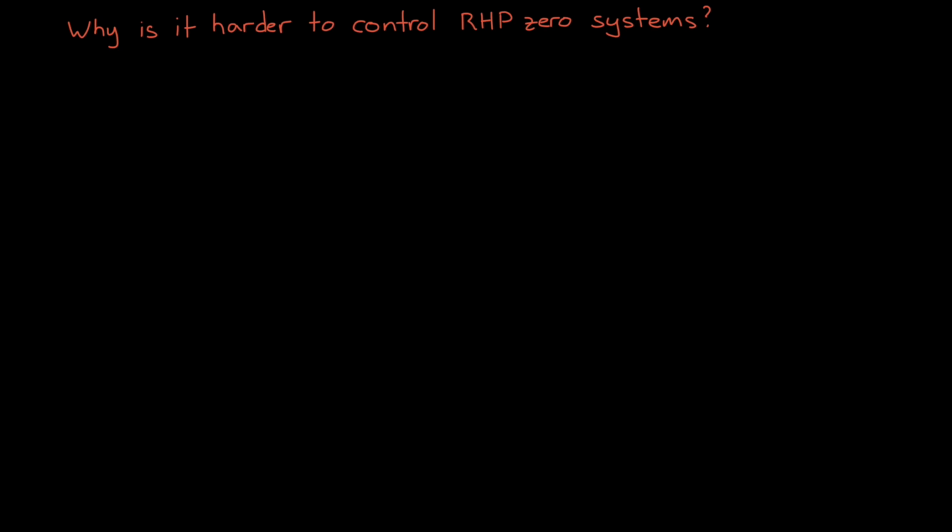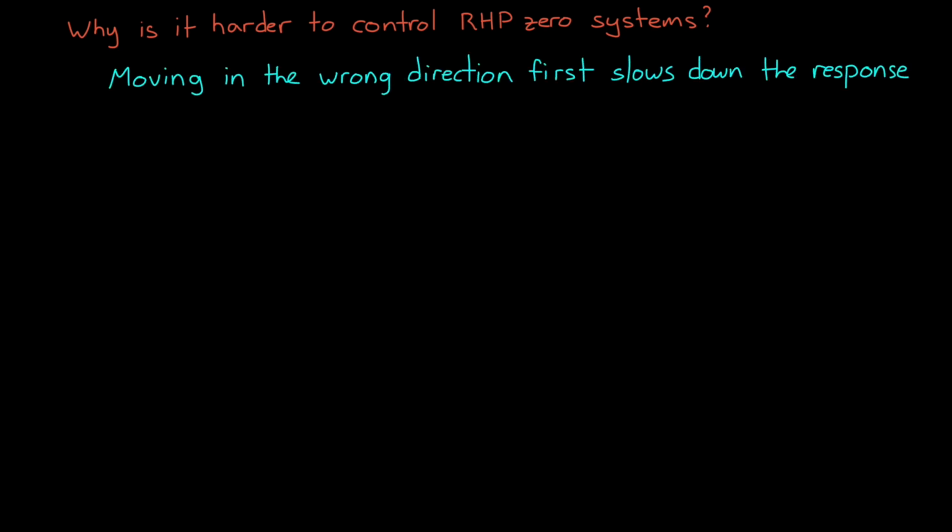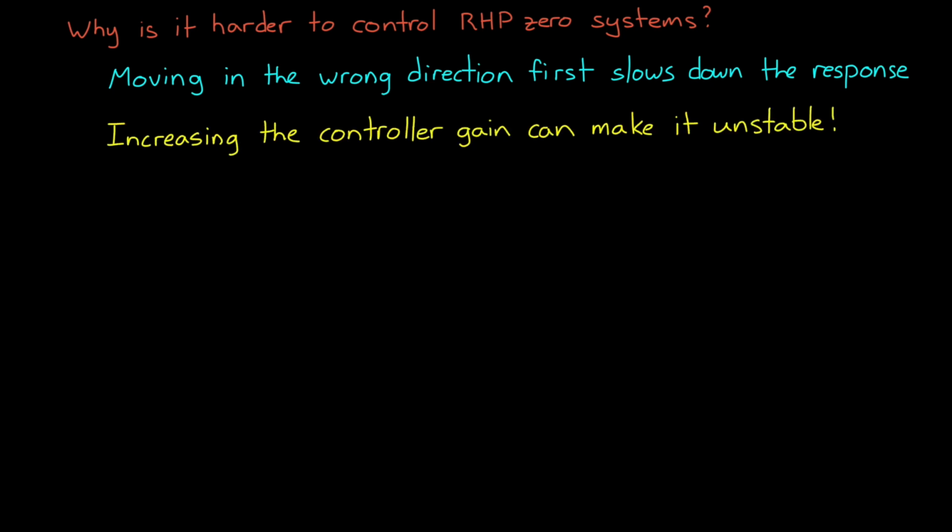First off, if we just think about it, it kind of makes sense that if you have to move in the wrong direction first, then it's going to be a slower response than just moving in the right direction to begin with. And if you tried to increase the speed of the response by increasing the gain of the controller, you could get yourself into trouble.